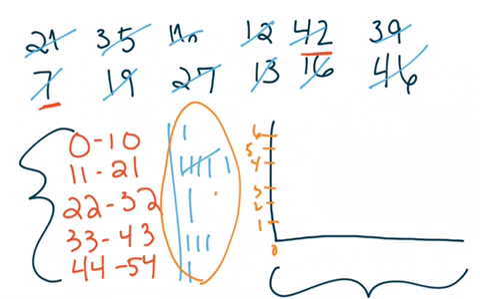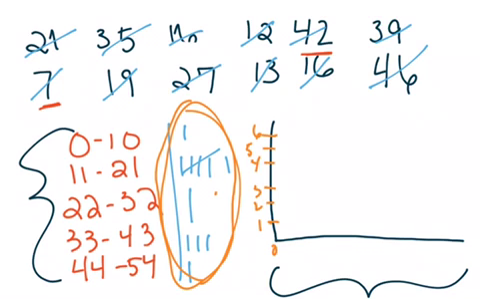Again, these tally marks represent how many people are in those intervals of ages. That means one person was between the ages of 0 and 10. One person was in another interval. And 6 people were between the ages of 11 and 21, which also includes 11 and 21.